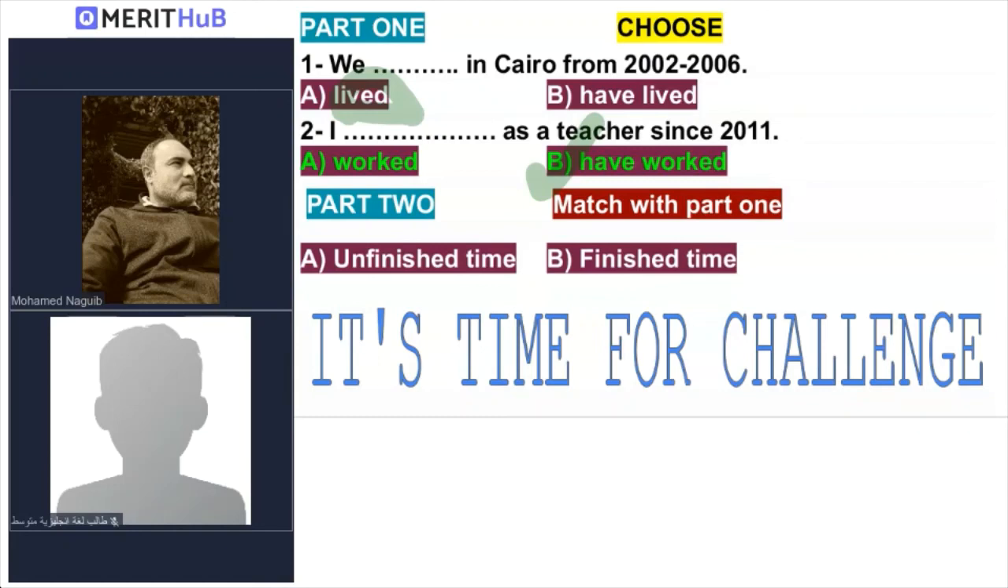You can do it at home, okay? So part 2: match with part 1. So we in Cairo from 2002 to 2006. So here, unfinished or finished? Yeah, I hear you, you're right. That's the finished line, and the other is the unfinished line.